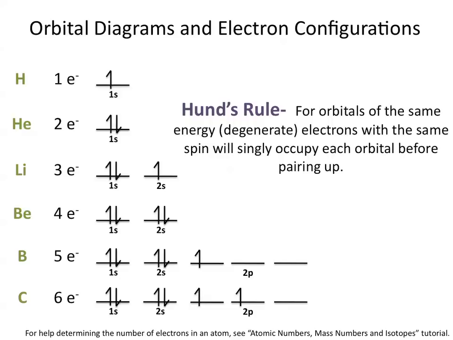So as I was drawing my electron configurations here, I was going from lowest to highest energy, the 1s orbital having the lowest energy, followed by the 2s orbital, followed by the 2p orbitals, which are all equal in energy, or degenerate orbitals. That means that as I place my electrons in the 2p orbital, I maintain the same spin and put one electron in each orbital before pairing them up.